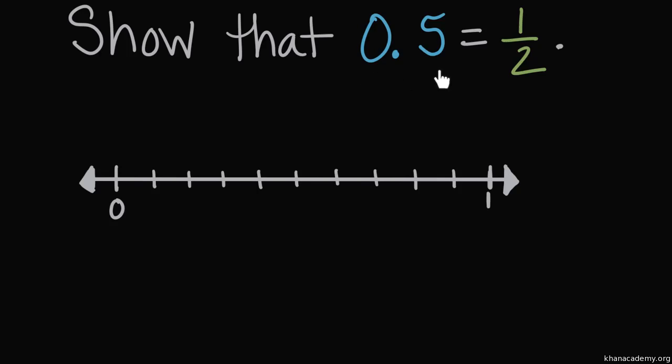Let's try to show that 0.5 is equal to 1/2. We often hear people use these interchangeably. They use them back and forth. Maybe someone would say, I have a 2.5 pound rat. And then someone would say back to them, wow, a 2.5 pound rat, that's enormous.